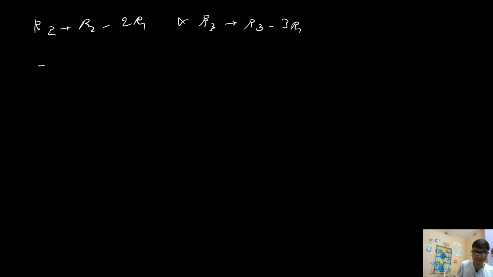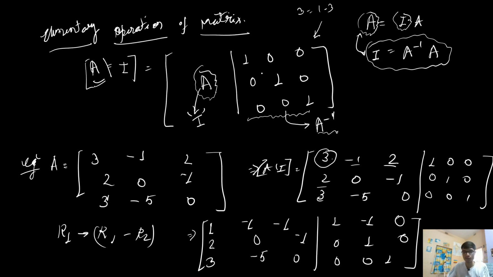If I go on and solve this, and again apply another transformation, that is row 2 goes to row 2 minus 2 times row 1, and row 3 goes to row 3 minus 3 times row 1, then I end up getting 1 over here, 0 over here and 0 over here, and I get minus 1 and minus 1 over here. Here I will get 2 and here I will get minus 2, here I will get 1 and here I will get 3, and simultaneously I perform this operation on the identity matrix also.